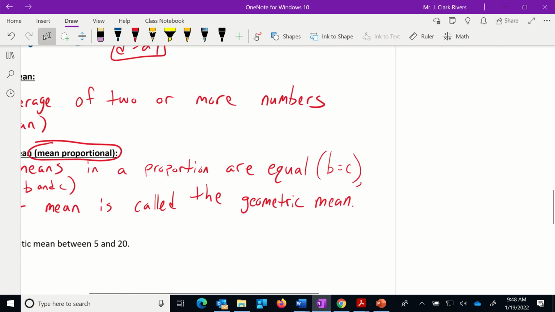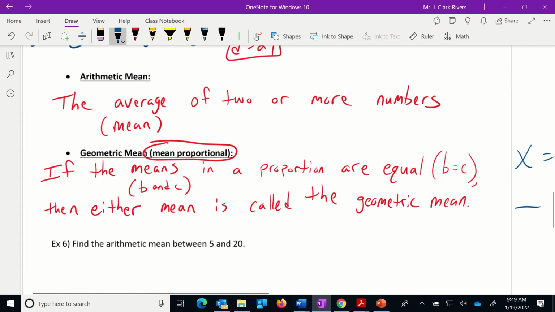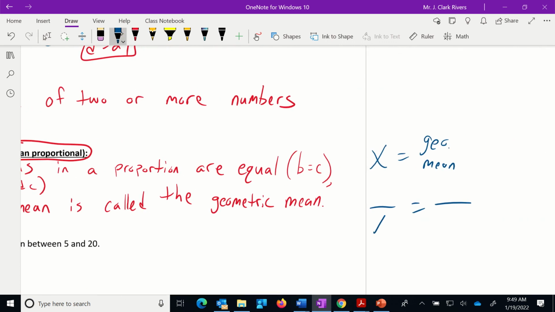So let's say x is the geometric mean. Then we would say, well, let's read this one more time. If the means in a proportion are equal, b is equal to c, then either mean is called the geometric mean. So if x is the geometric mean, x is a mean, and x is a mean. Remember, the means are b, bottom left, and c, top right. And then in the top left, we're going to put a, and the bottom right, we're going to put d. So this is the way it always looks. The means are always the same in a geometric mean. Okay?